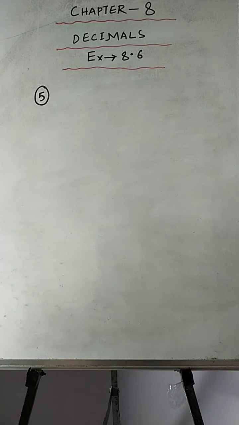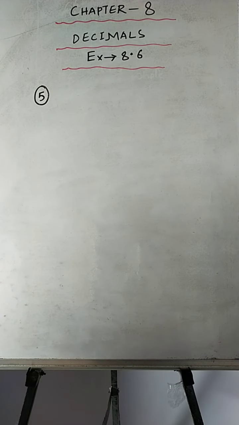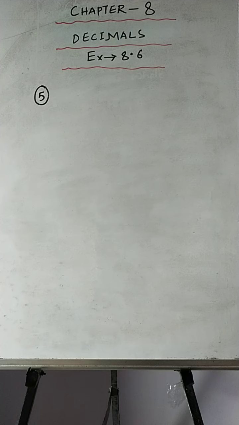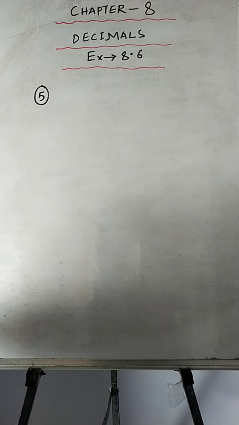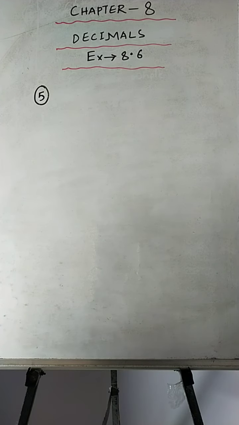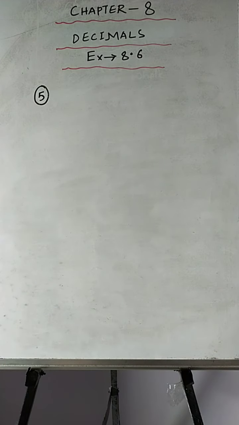Friends, now in this session I will explain question number 5, 6 and 7 of exercise 8.6, chapter 8, decimals. Now in question number 5 we have Tina had 20 meter 5 centimeter long cloth. Now from there she cuts 4 meter 50 centimeter length of cloth for making a curtain. Now how much cloth is left with her?